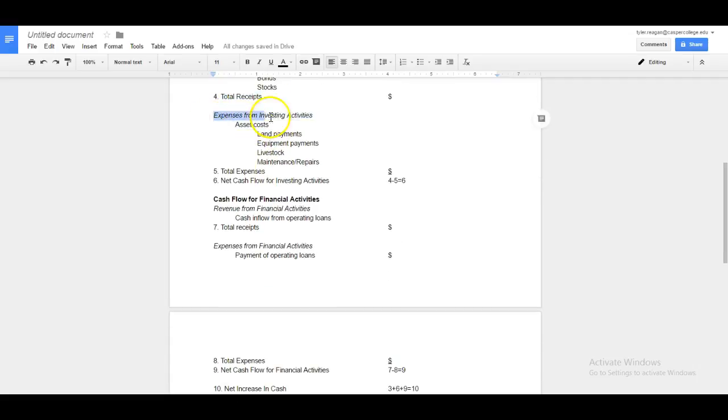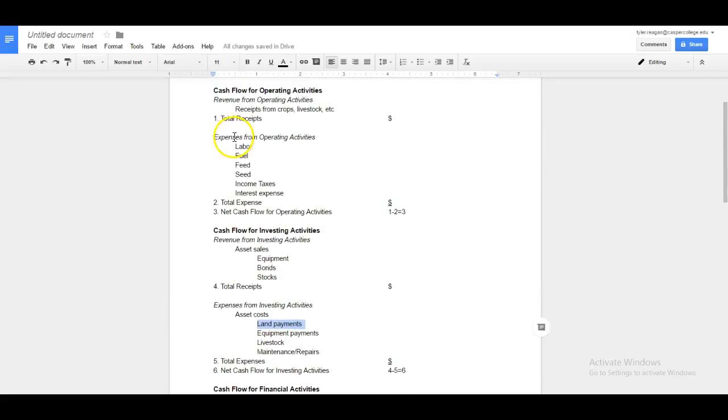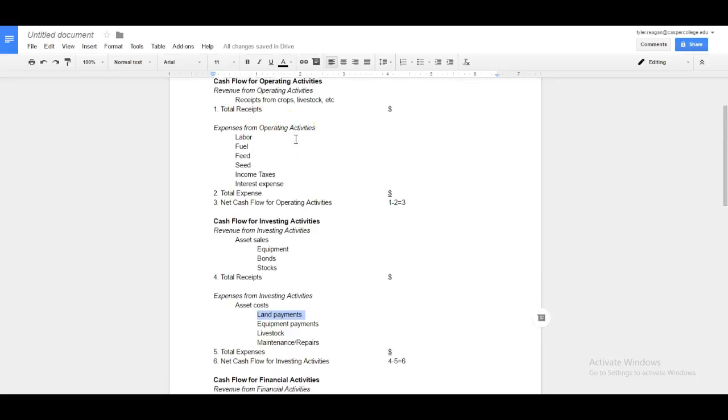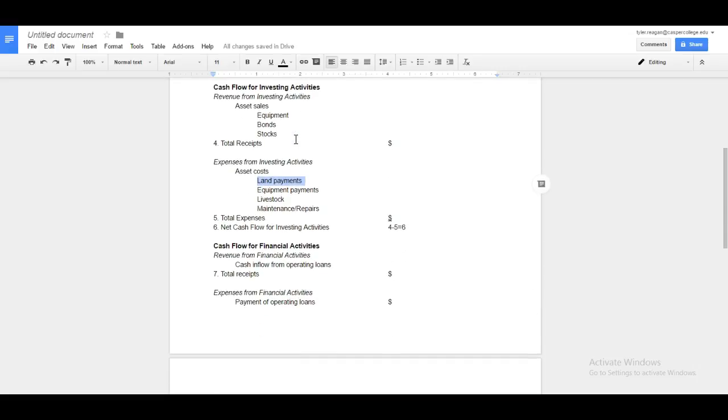Then you have expenses associated with investing activities. What is it costing you for these assets? So if we think about it, what about land payments? If you own this land, if you bought this particular land, it is now an asset of yours. If you were leasing land, that would actually be an operating activities expense. But if you own the land, it's an asset, but you still have to pay it off, and that would be an expense from investing activities.